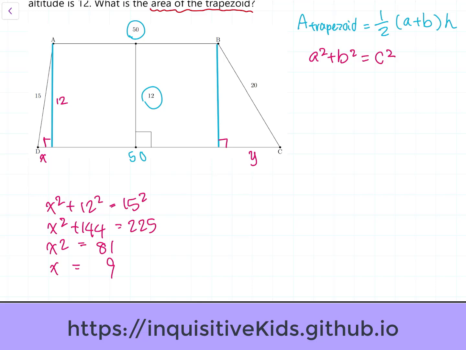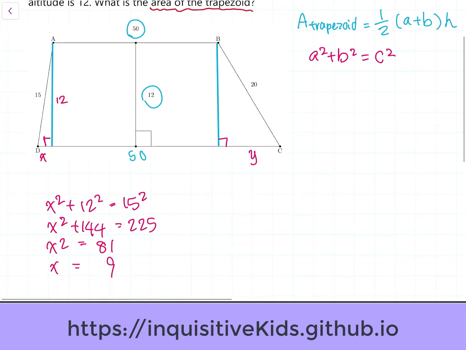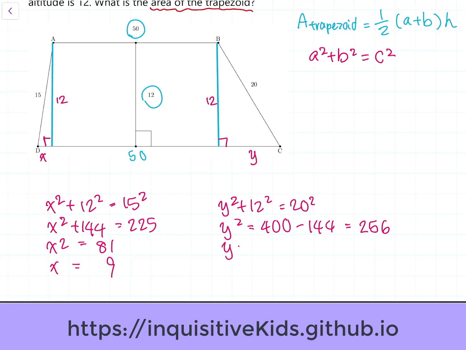So x is equal to 9. Now let's take a look at this other triangle here. We know that this is 12, and y squared plus 12 squared is equal to 20 squared. That means y squared will have to equal 400 minus 144, which means y is equal to the positive square root, which is 16. Now we know the lengths of x and y, which are respectively 9 and 16.